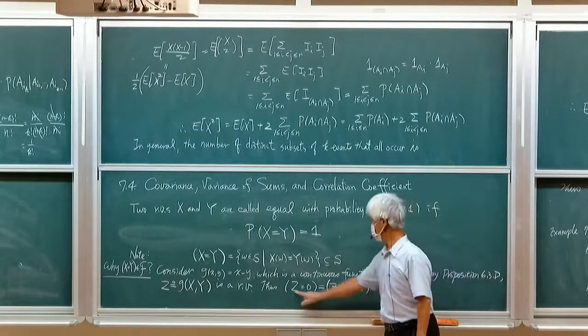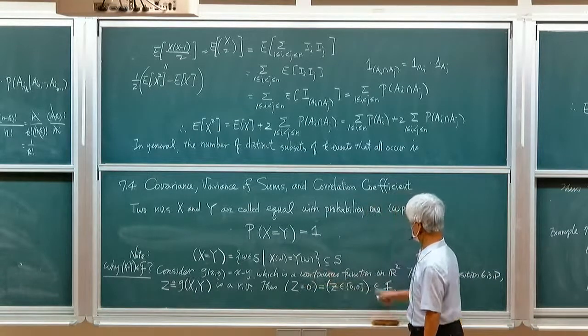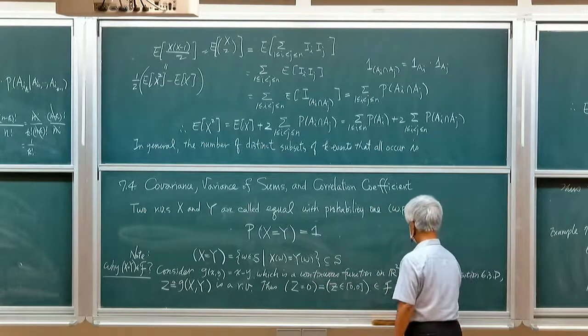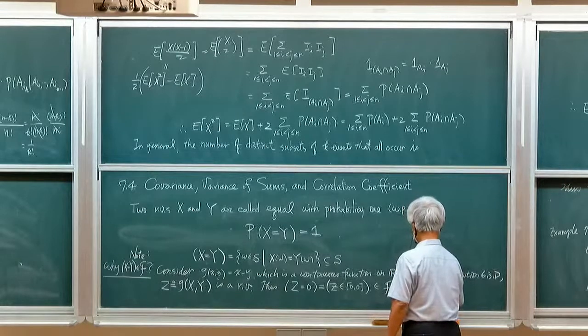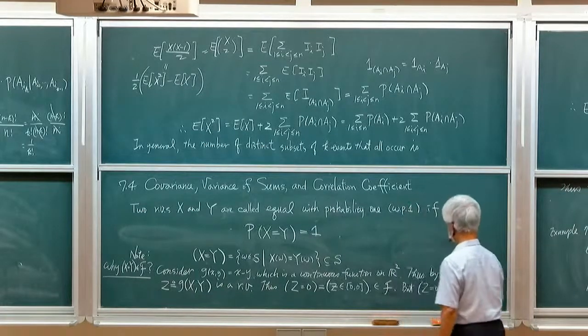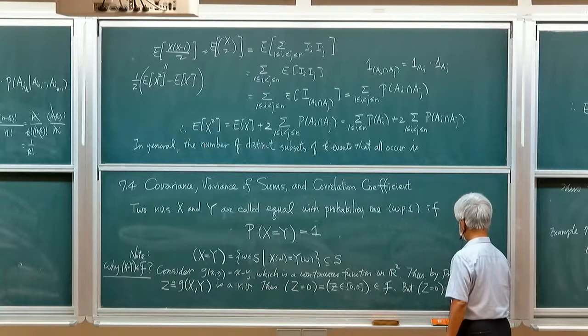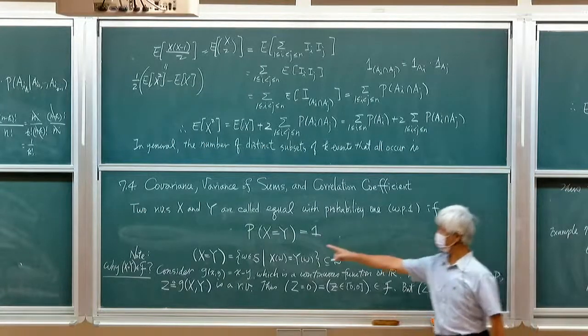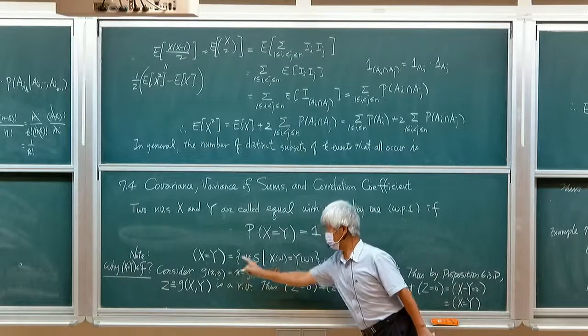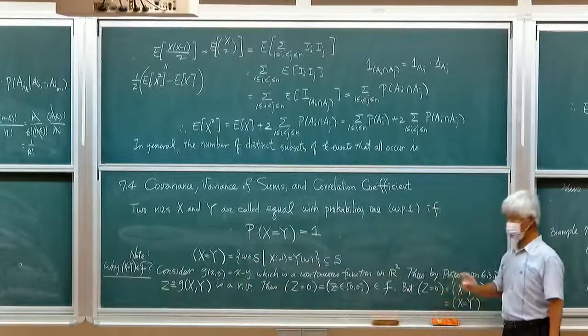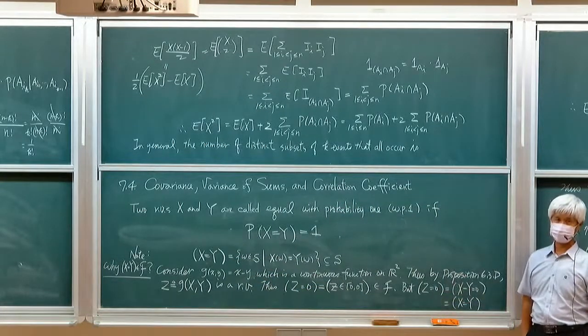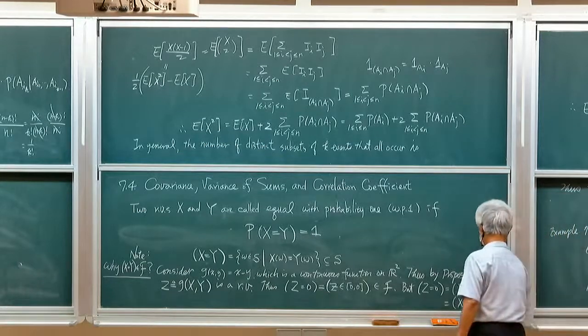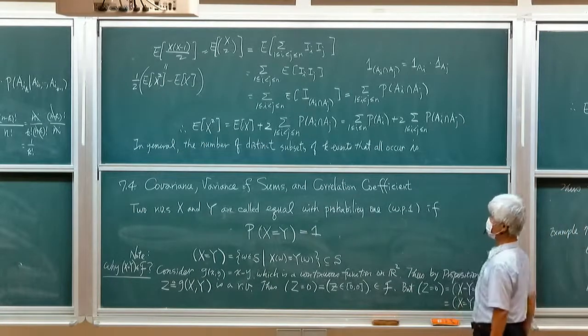Okay, so this is in F, but z equal to 0 means that x minus y equal to 0, and that means that x is equal to y. So this event, this subset is exactly the subset z equal to 0. Okay, and so this is in F. It's an event of interest.